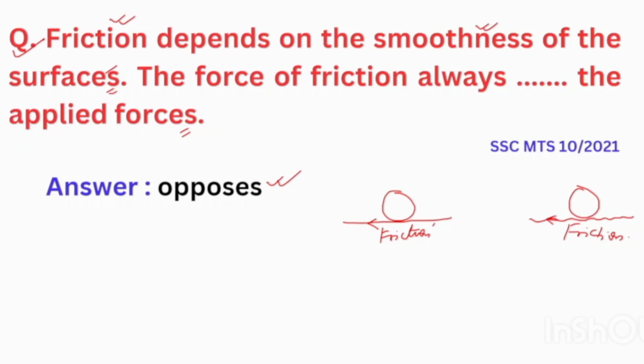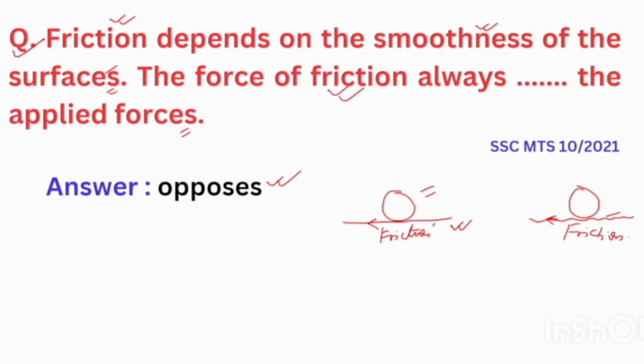Okay, here the smooth surface will give lesser irregularity and due to this the friction will be less, and here a rough surface will give larger irregularities and that will increase the amount of friction as well. Okay, understood? So this is the relation between friction and smoothness of the surface, and the force of friction always opposes the applied force.